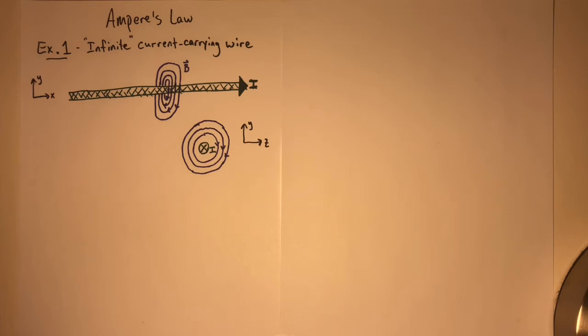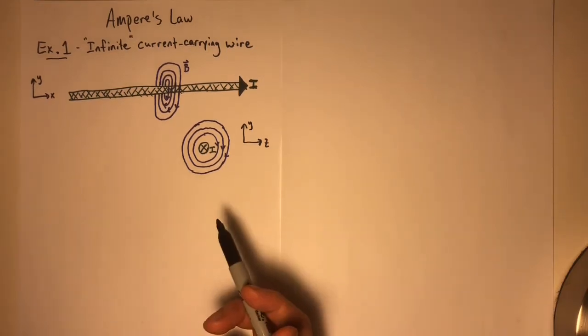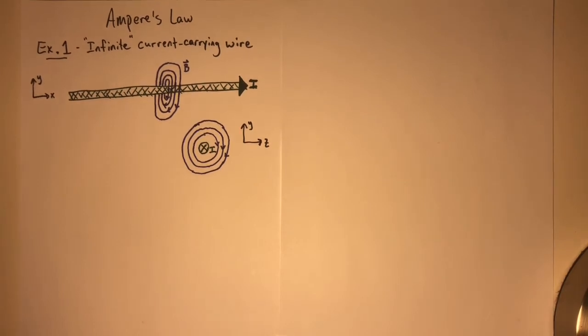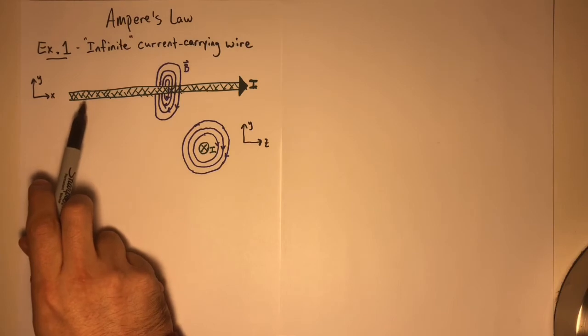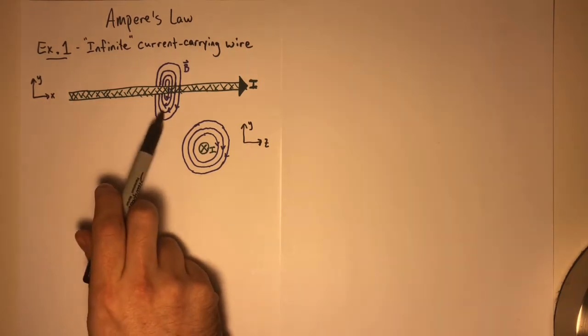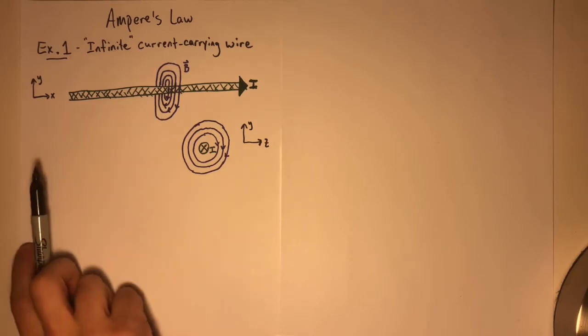The first example that we always do with Ampere's law, and it's the one that you really have to practice until you can do it cold, because it shows up all over the place, not only in these examples, but in the next chapter's examples too, is the infinite, or nearly infinite, very long current carrying wire. What I've drawn here is a current moving in the positive x direction, and I've already drawn the magnetic field lines that surround the wire.